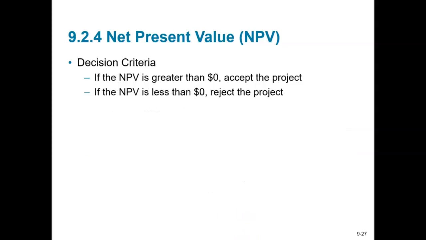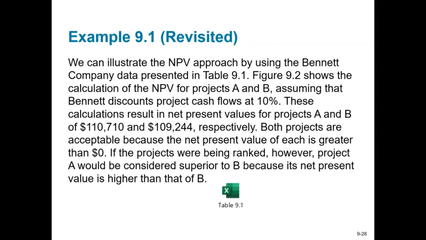Now moving on to the accept-reject criteria, the decision criteria. We are going to accept the project if the NPV is greater than 0. Sometimes you may also accept if the NPV is equal to 0, but you are going to reject the project if the NPV is less than 0, because it is not going to add value to the shareholders' wealth. So let's illustrate the NPV computation using the Bennett Company's data.